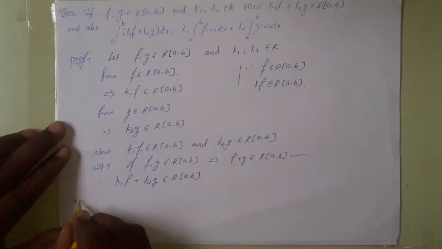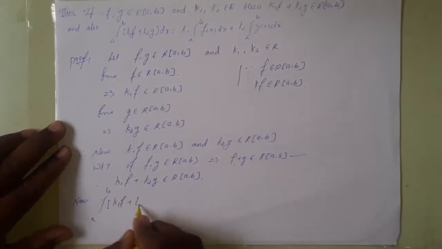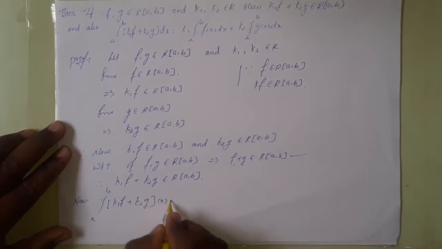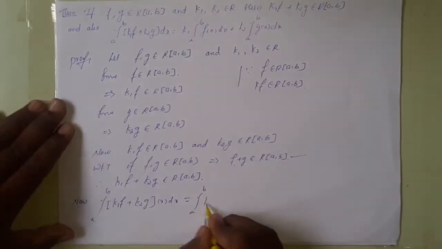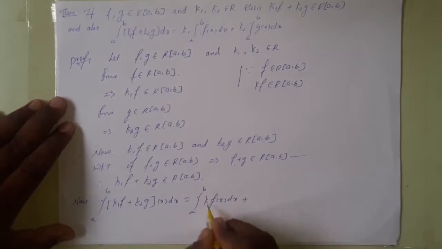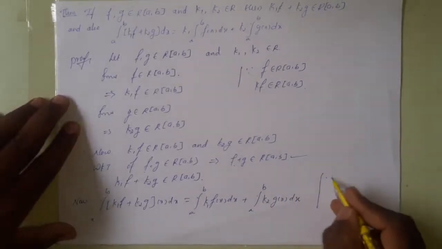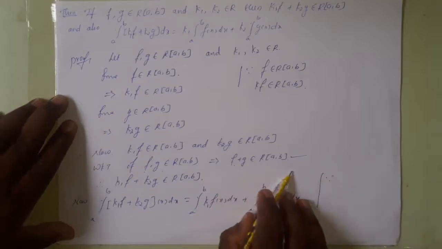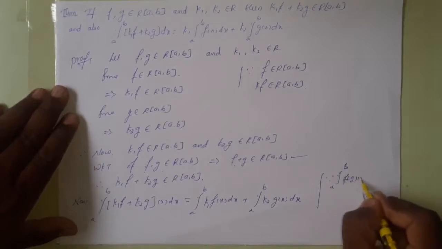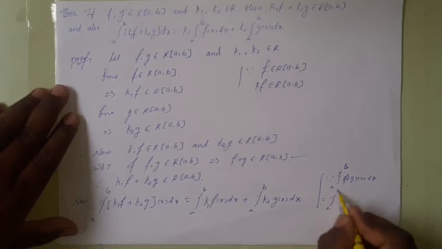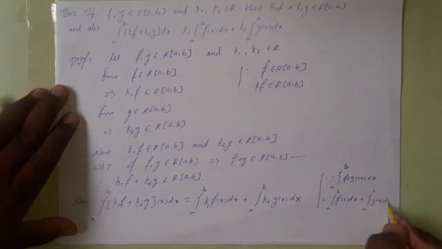So, now consider integration over a to b of (k1 f plus k2 g)(x) dx. Here this can be written as integration over a to b of k1 f(x) dx plus integration over a to b of k2 g(x) dx, because if f plus g is a Riemann integrable function, then integration over a to b of (f plus g)(x) dx can be written as integration over a to b of f(x) dx plus integration over a to b of g(x) dx.